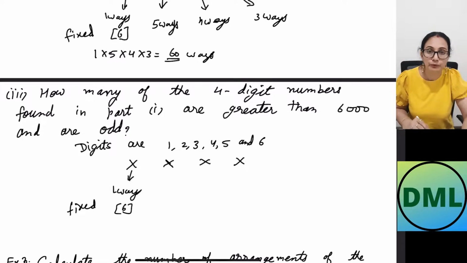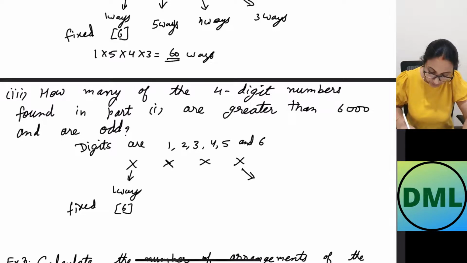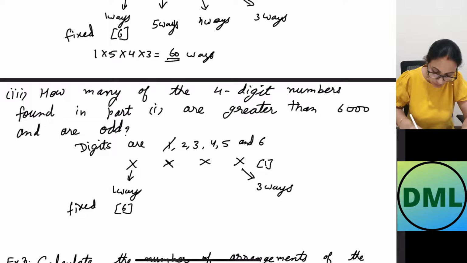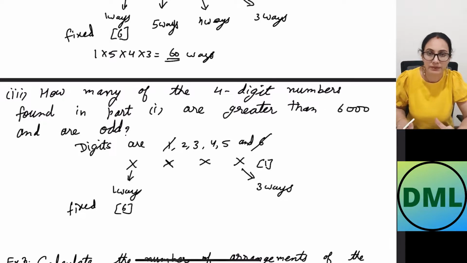Now the number should be odd. That means the last digit must be an odd digit. The odd digits available with you are 1, 3 or 5. That means there are 3 odd numbers given to you. So to fill the last place we have 3 ways to do it. Let's suppose that you have filled 1 here. That means 1 is gone and 6 is also gone. You can't place these 2 numbers.